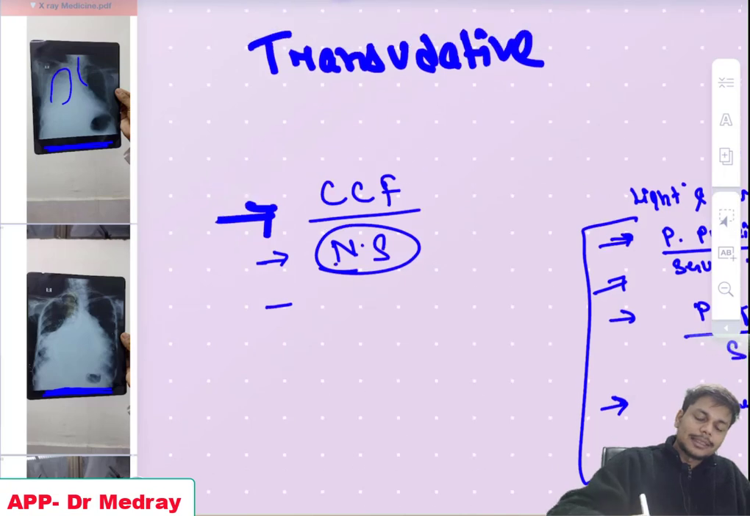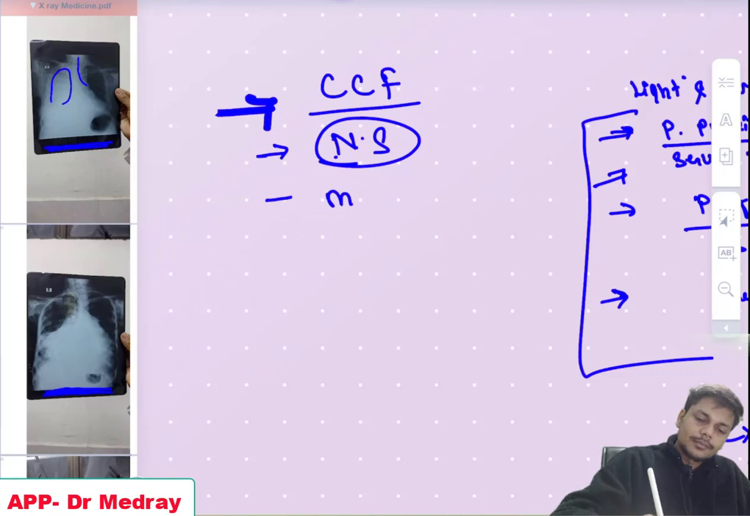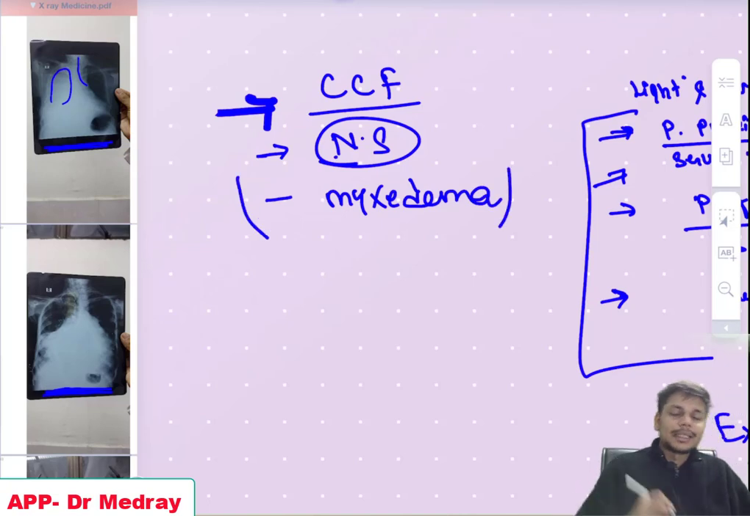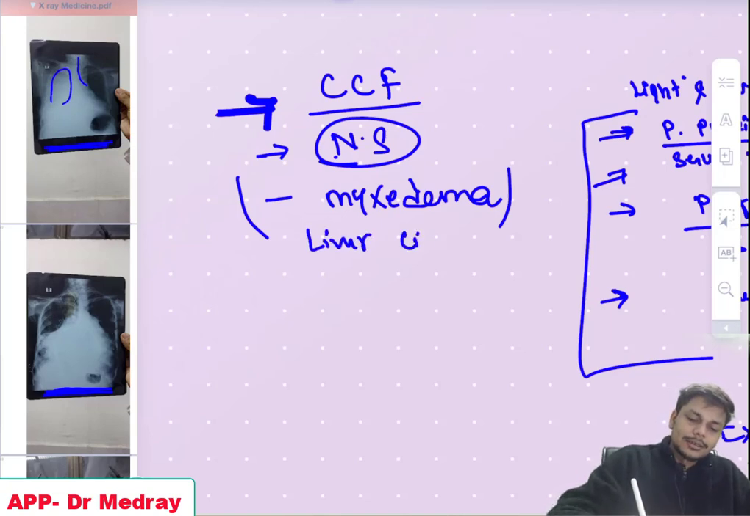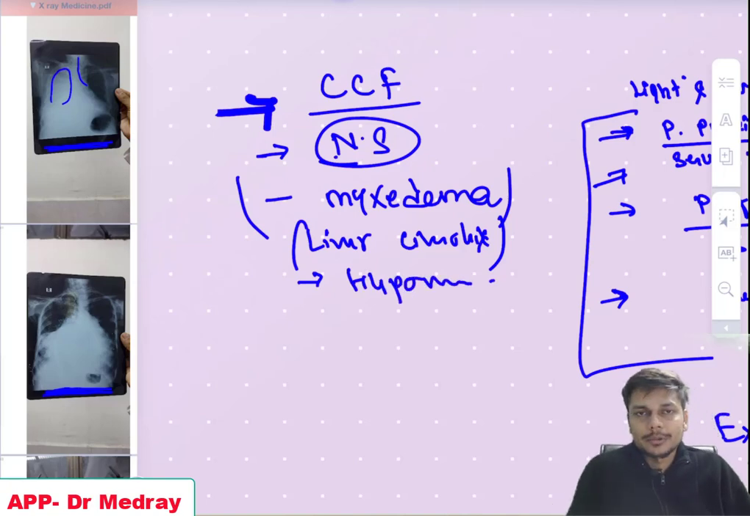The patient of hypothyroidism is having myxedema. The patient is having a transudative pleural fluid. The patient of liver cirrhosis having ascites, and that ascitic fluid is reaching the lung, causing pleural effusion, then the patient of liver cirrhosis will have transudative pleural effusion. The patient is having pleural effusion because of hypoproteinemia, any cause of hypoproteinemia, the patient will have a transudative pleural effusion.